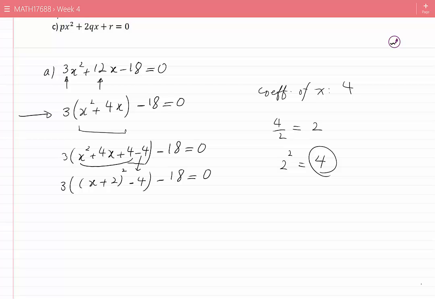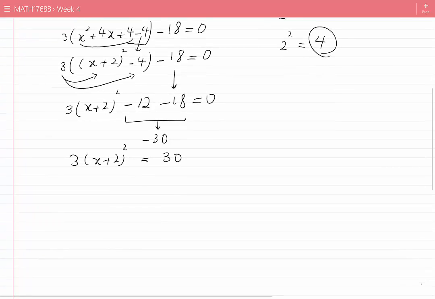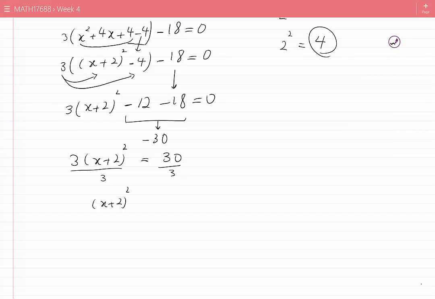Now our job is to isolate (x plus 2) squared, and then after that we can find x plus 2 and afterwards x. To isolate (x plus 2) squared now, multiply 3 into this bracket. You will get 3 times (x plus 2) squared minus 12, and you also have a minus 18. That gives you 0. Minus 12 minus 18, that's minus 30. And if you move this to the other side, you would have 3 times (x plus 2) squared is equal to plus 30. You can divide both sides by 3 to get (x plus 2) squared is equal to 10.